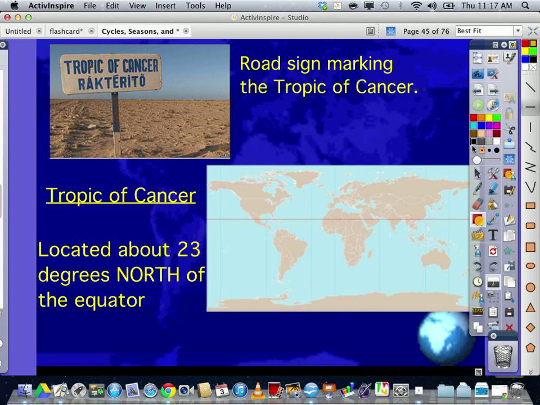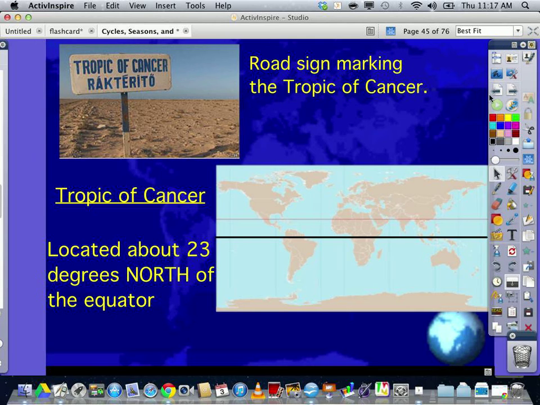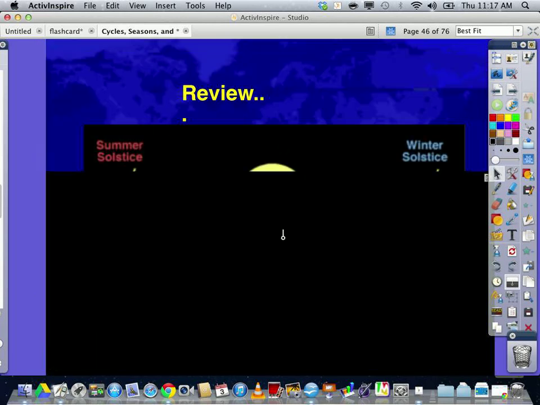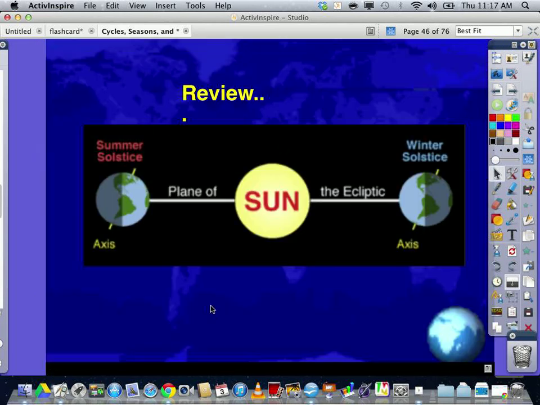So here's our map of the world again. This time, summer solstice is caused by, we said, the sun striking the earth at the Tropic of Cancer, which is above the equator. So there's our equator. Tropic of Cancer is above the equator, which is an imaginary line. So let's review.